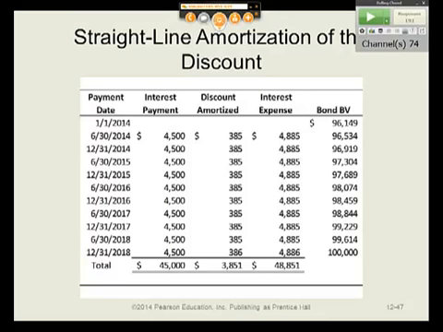And again, let me just show you when we get to the punchline down here, you keep amortizing the discount until it goes to $100,000. So the bonds are going to be brought up to par value on the date of maturity. Now let me show you the journal entry.